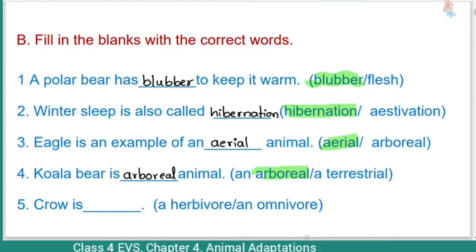Fifth one, crow is dash. Crow is an omnivore.